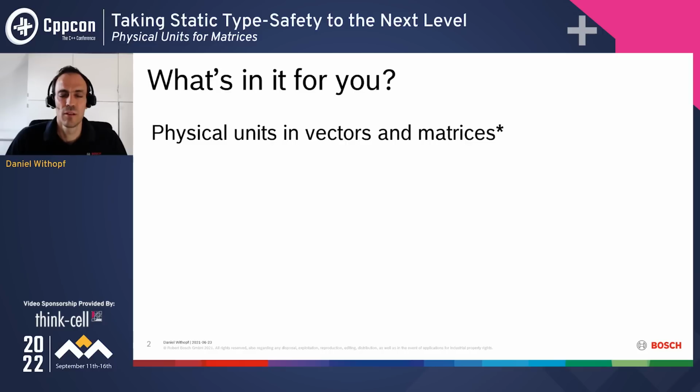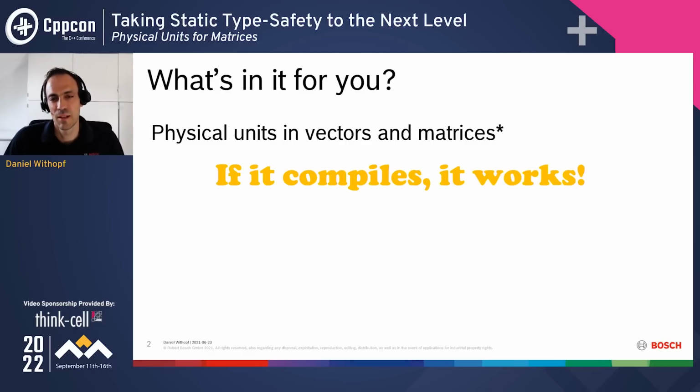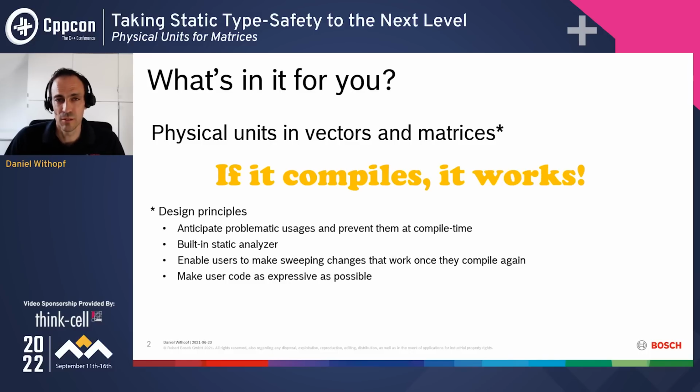We're going to learn what I consider the ultimate goal in library interface design, which is if it compiles, it works. So we'll learn how to design a library that works whenever it compiles. So we'll try to detect all bugs at compile time as much as possible. So what does that mean in practice?